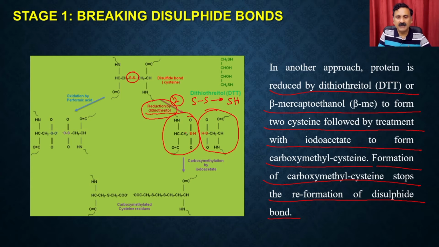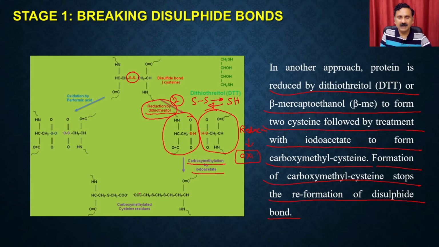But this has a problem, because as soon as you have the SH in a reducing environment, it remains as SH, but once it acquires an oxidizing environment, the SH is again going to be oxidized and converted back into the SS double bond. So to avoid that, you react this with iodoacetate.